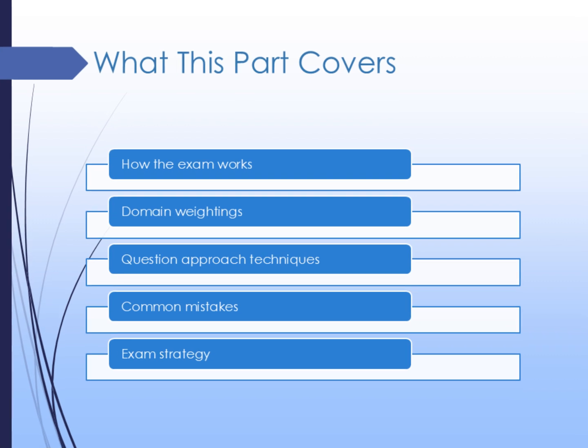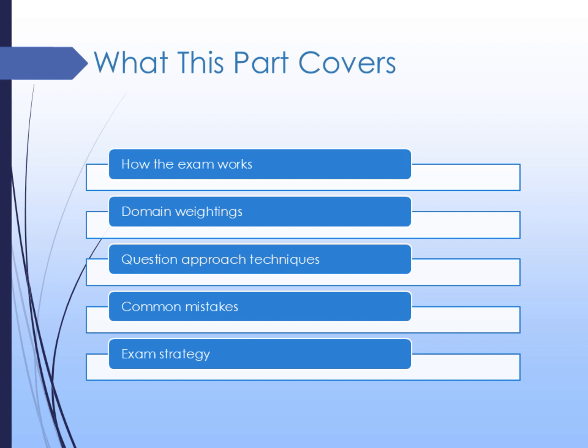In this part of the series, we'll shift our focus from learning the individual domains to understanding how to approach the CISA exam itself. We'll begin by looking at how the exam works, including the structure of the questions, the scoring model, and what the exam is really designed to test. From there, we'll explore the domain weightings so you can understand where the majority of the marks are concentrated and how to prioritize your study efforts more effectively.